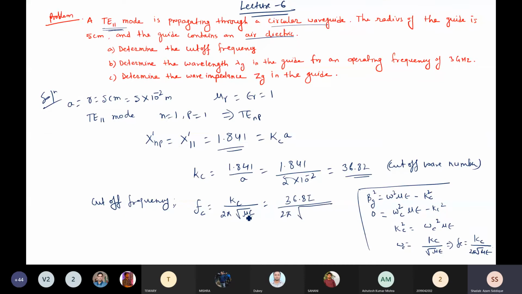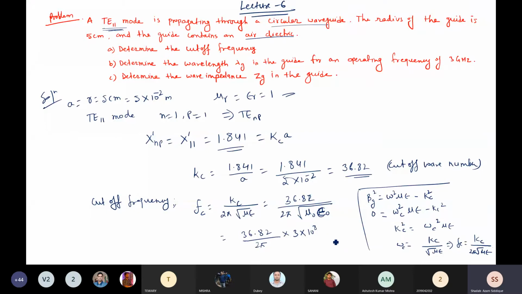Okay, and mu is equal to mu naught into mu r, and epsilon is equal to epsilon naught into epsilon r. So mu naught into epsilon naught we will write directly, because mu r and epsilon r are equal to 1 here. So we can write here 36.82 divided by 2 pi, and this 1 by square root of mu naught into epsilon naught can be written as c, which is 3 into 10 to the power 8 meter per second.